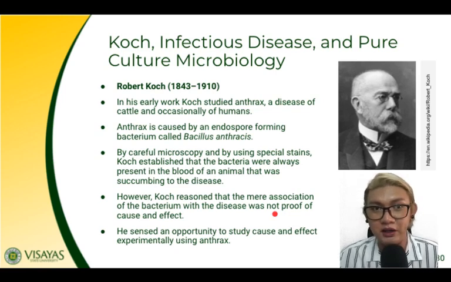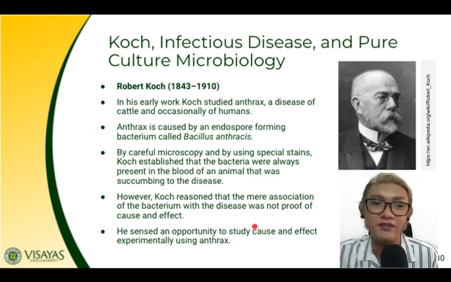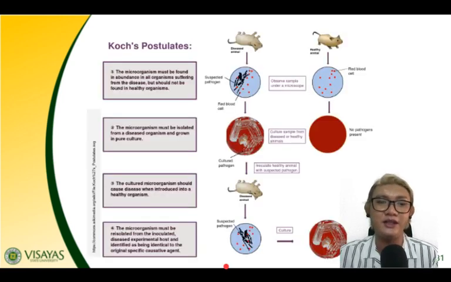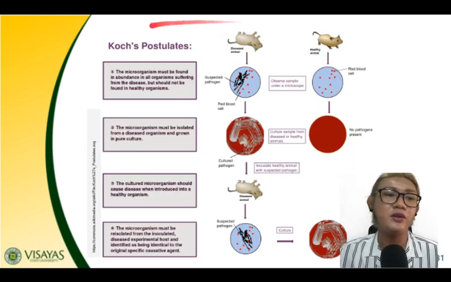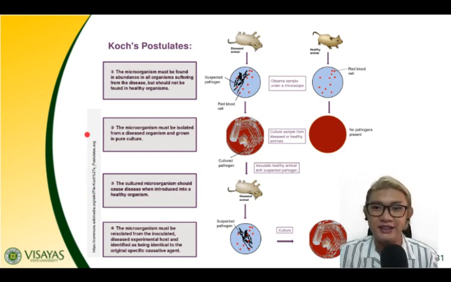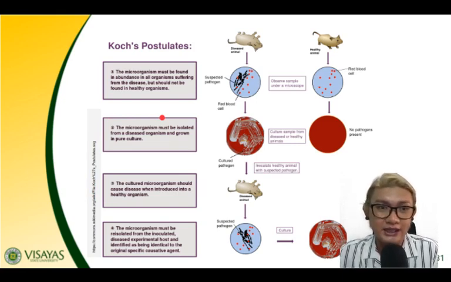If you compare it to a particular crime, for example, just because a person is found beside a dead person does not mean that person was the one who killed the other. So the mere association of a bacterium with a disease was not proof of cause and effect. That's why he studied cause and effect experimentally using anthrax, and he developed the following postulates. This is what we also call pathogenicity testing. So how will you prove the pathogenicity of a particular microorganism? When can you say that it is that particular microorganism that is causing the disease?